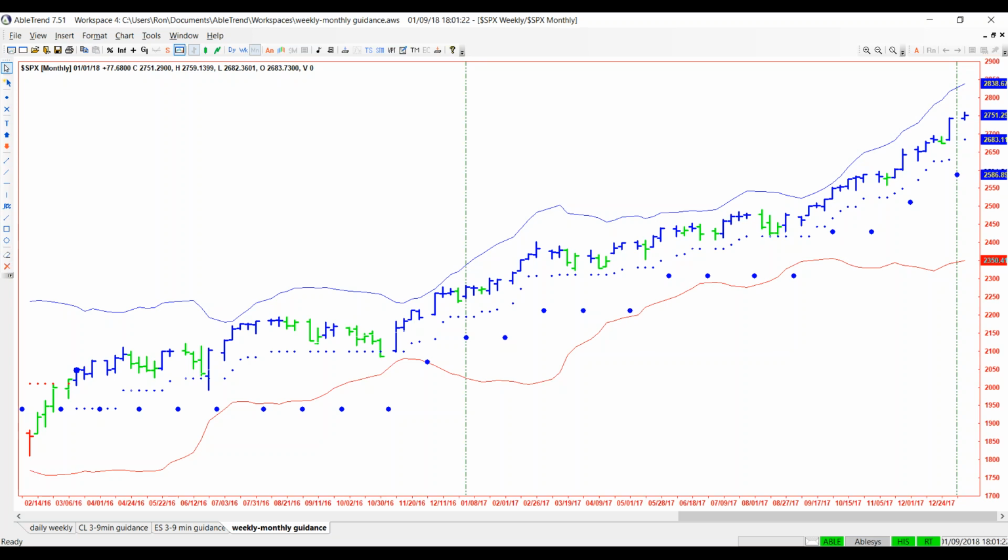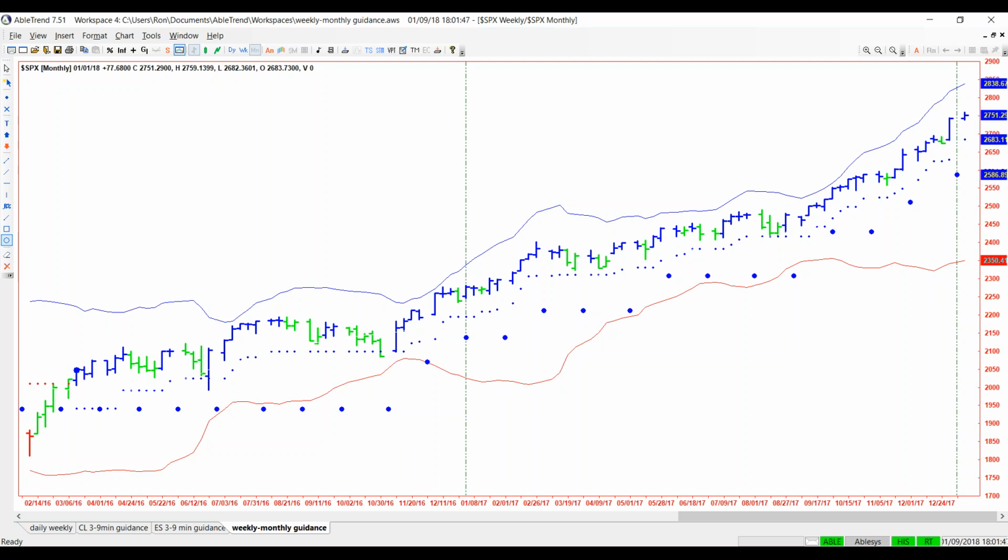So the first chart here is an S&P 500 weekly monthly chart. Great chart for retirement accounts and long-term positions. And as you can see here on the chart, and by the way, this is a guidance chart, 2 time frames combined into one chart. That's what makes it so special and why everybody likes it so much.